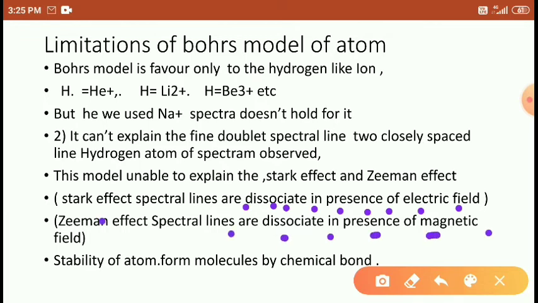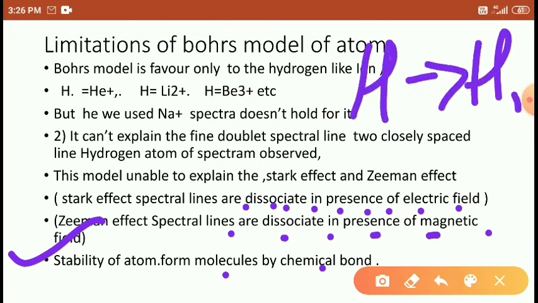Right. And one more thing he cannot explain: the hydrogen atoms or many other atoms form molecules by chemical bonds. He could not explain how atoms form molecules through a chemical bond. So these are some drawbacks of Bohr's model of the atom. Understood, students?